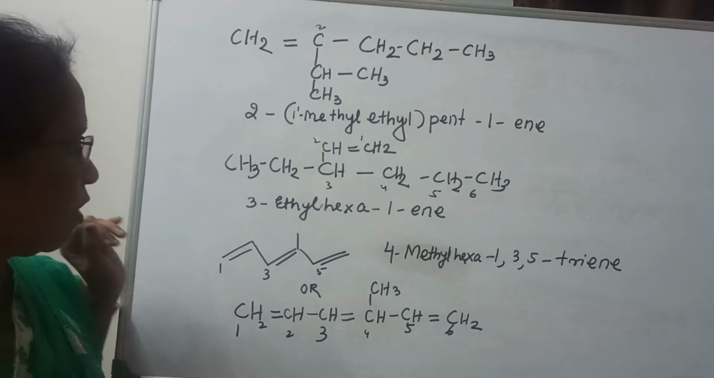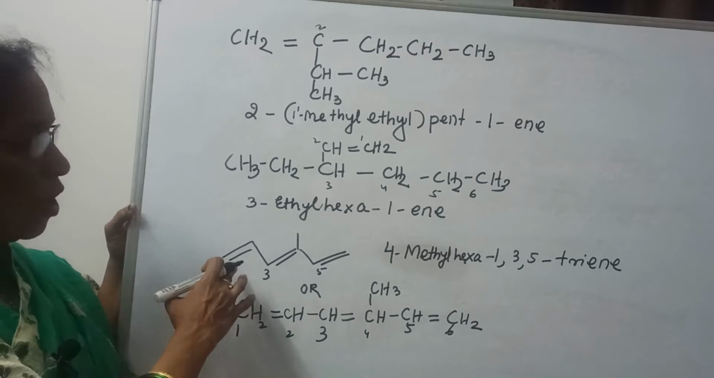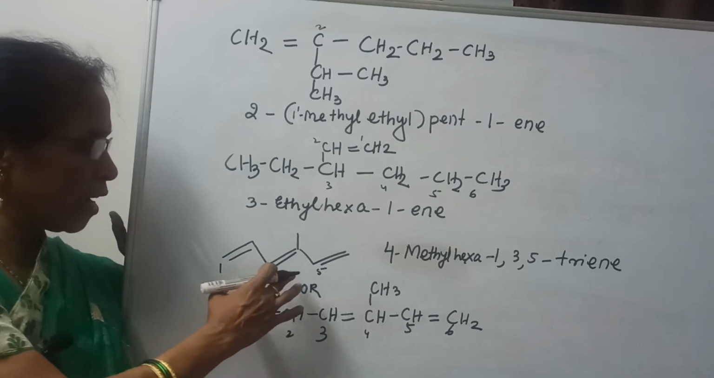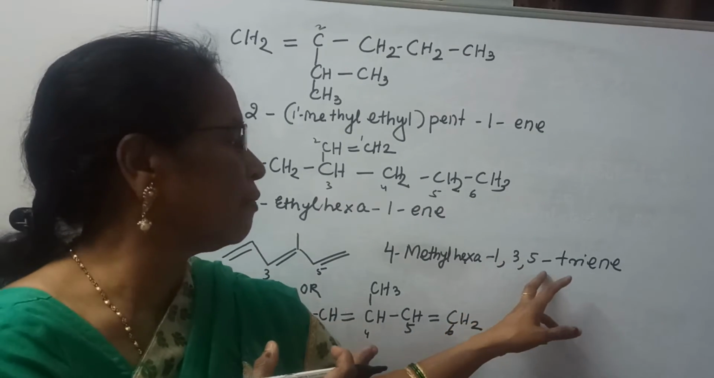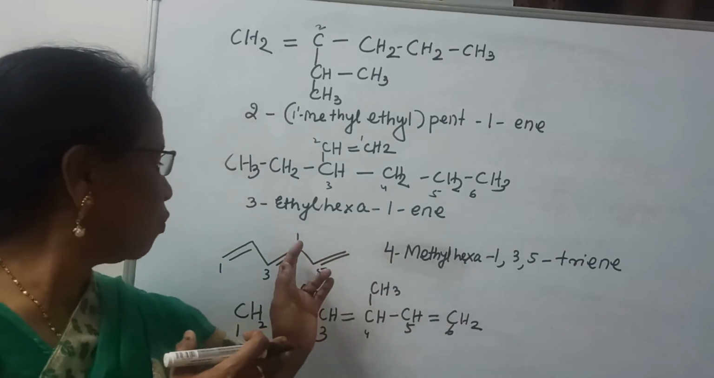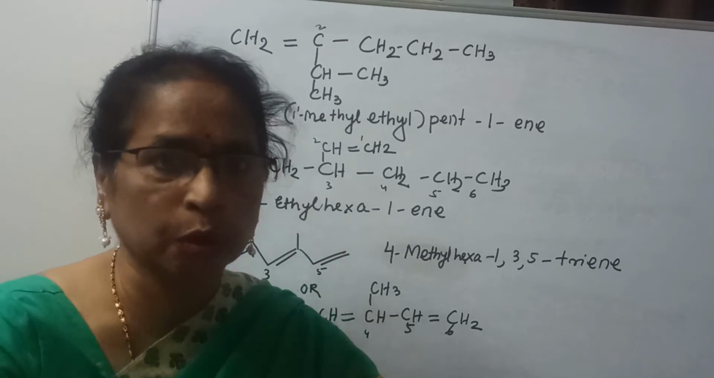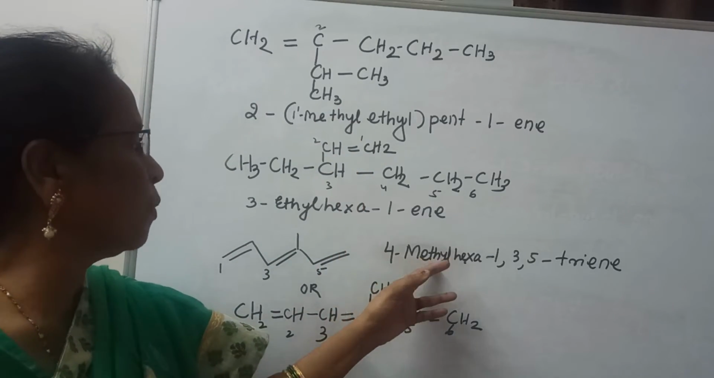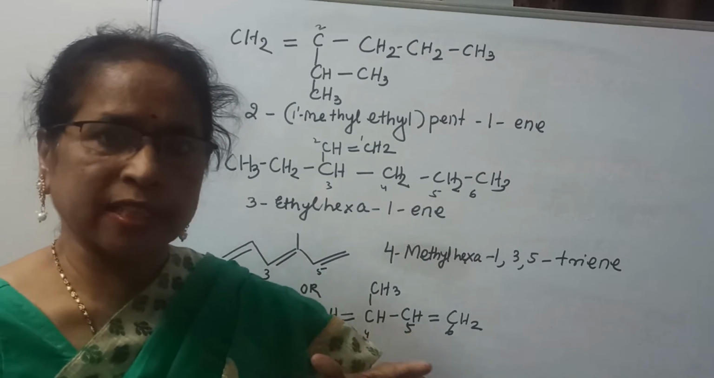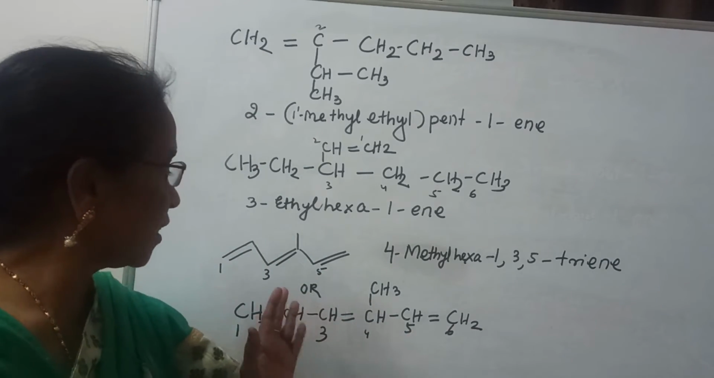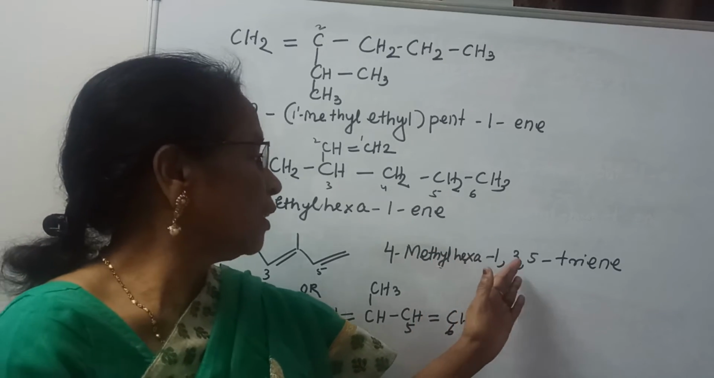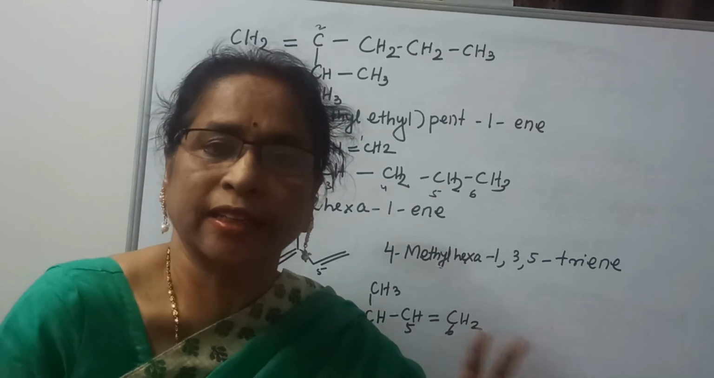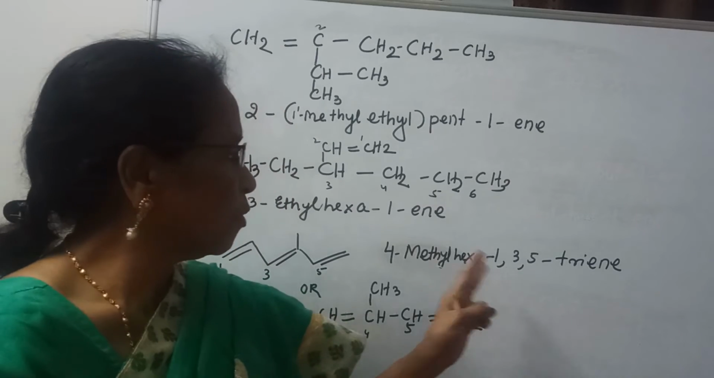And now it is a bond formula. You can see here in 1 position, 3 position and 5 position there are 3 double bonds, so 1,3,5-triene. And now in 4 position there is a methyl group, so the name is 4-methyl. And what is the longest chain carbon count? That is 6, so it is 4-methylhexa-1,3,5-triene. Tri means 3, ene means double bond.